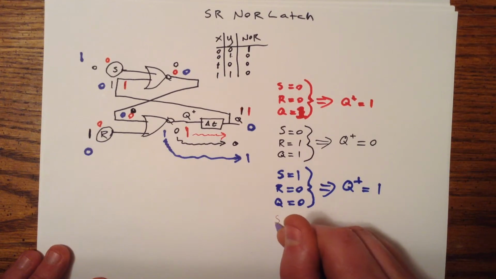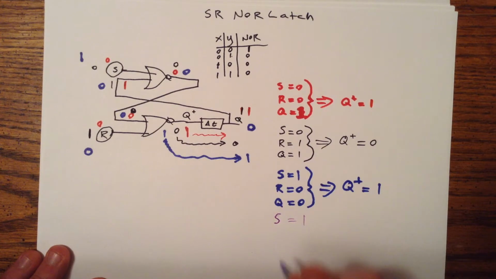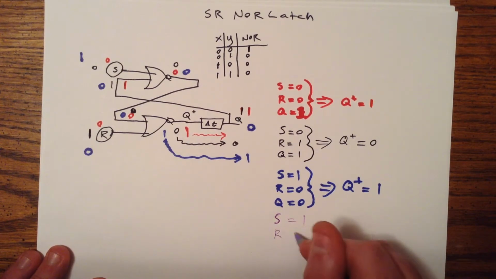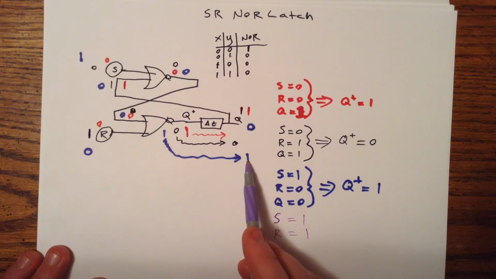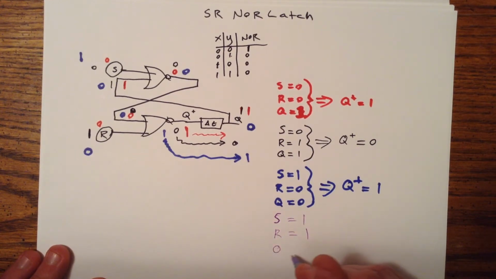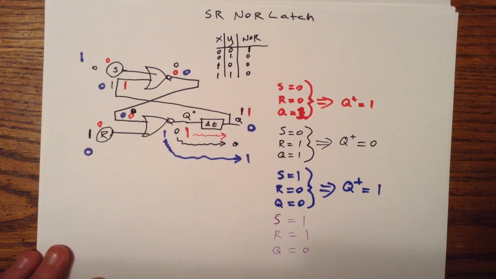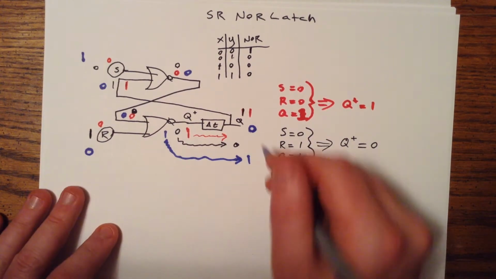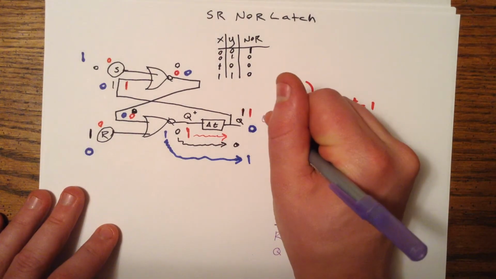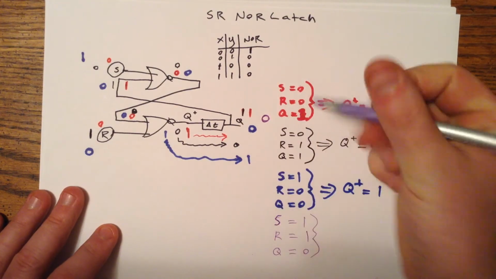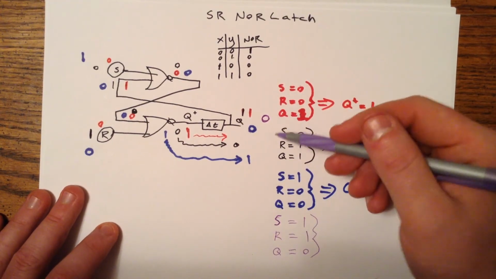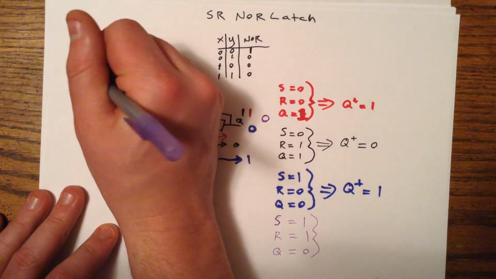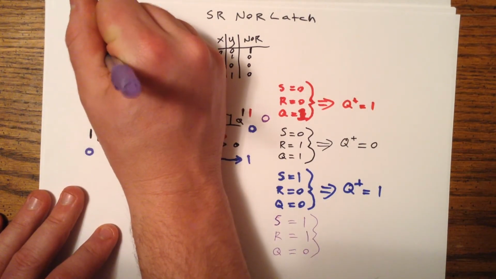So S equal to 1, and let's go ahead and do R equal to 1. Since Q is already 1 in our example here, we'll go ahead and say Q equals 0 just to show you what actually happens. So let's say Q is equal to 0 right now. This is the one we're going to follow, the purple one, with S equal to 1 and R equal to 1. So let's put these up here.